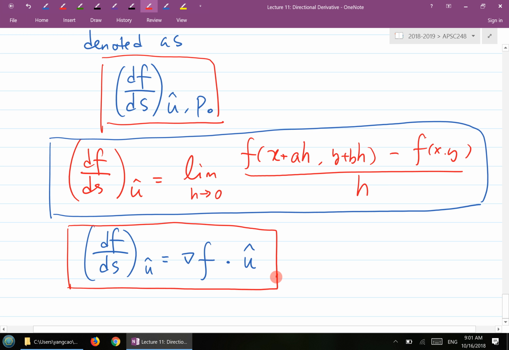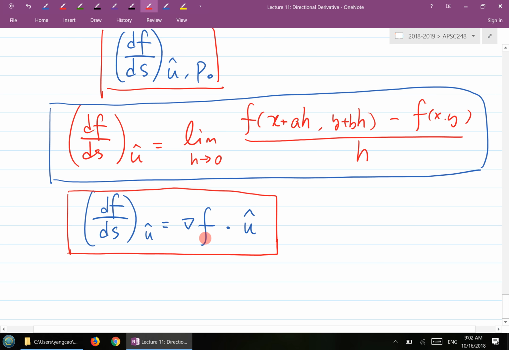Okay, so del f dot u hat. That's the formula for directional derivative. Very simple, right? You can see how you calculate a directional derivative. So I want you to spend 1 minute. You can write this 10 times, even more than 10 times. You don't need to remember it for the rest of the term at least anymore, right?